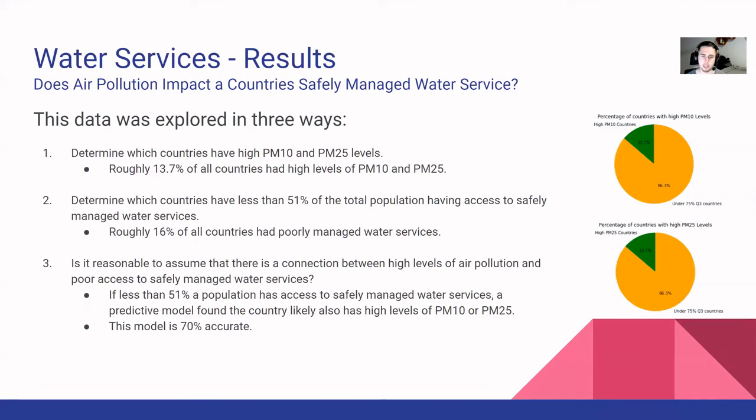This model scored 70% with sklearn's accuracy score, and also the majority of results on the confusion matrix table were labeled either true negative or true positive, meaning it's very likely there is in fact a correlation here between a country having a high PM10 or 25 level, aka high air pollution, and the same country having under 51% of the total population having access to these safely managed drinking services.